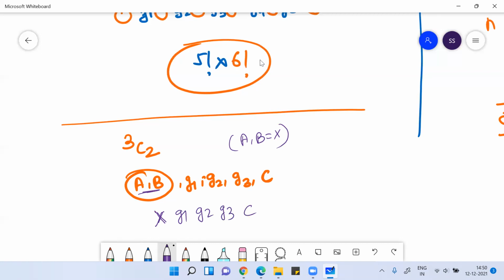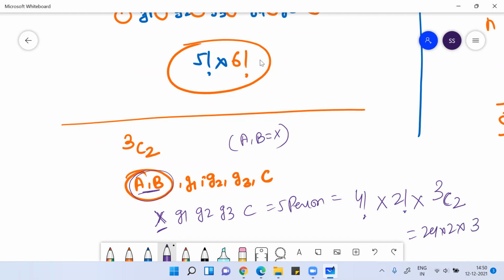In how many ways will they sit? 5 persons are there. So 5 persons in a circle will sit in 4 factorial ways. X is basically 2 persons, A and B, and they can interchange their places in 2 factorial ways. And A and B you have chosen in how many ways? 3 ways, 3C2 means 3 ways. So this will be 24 into 2 into 3.